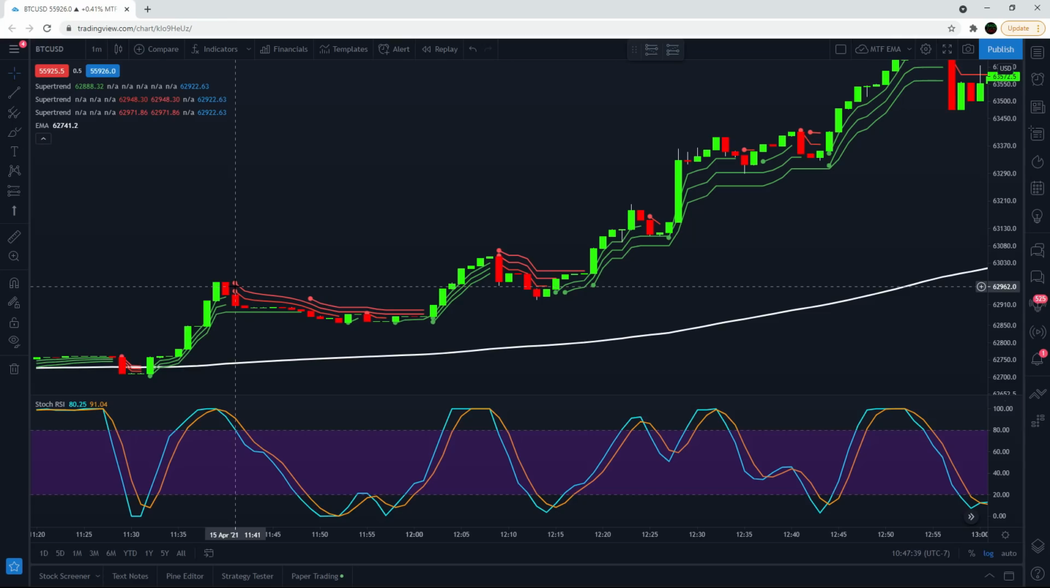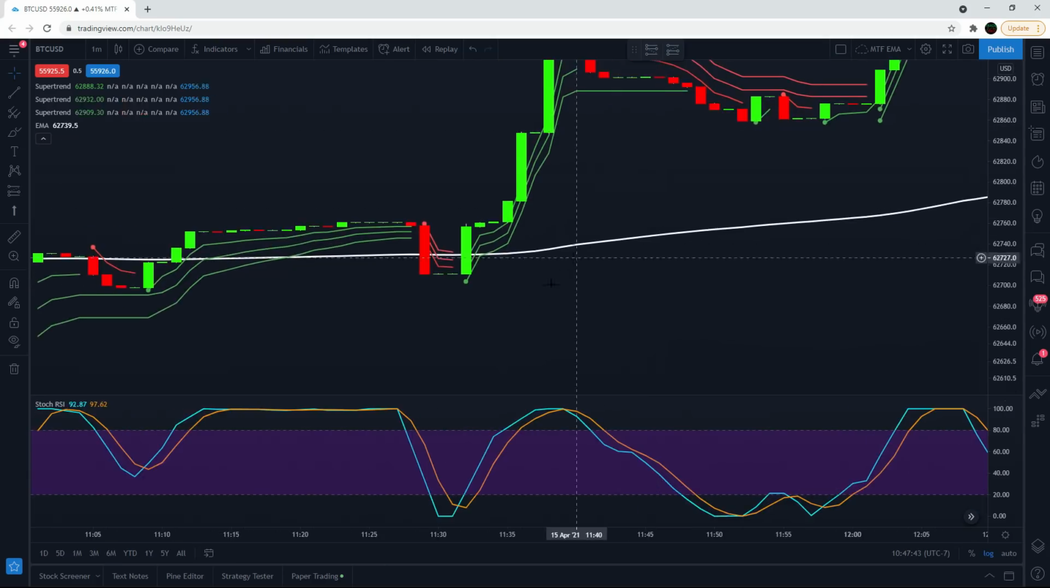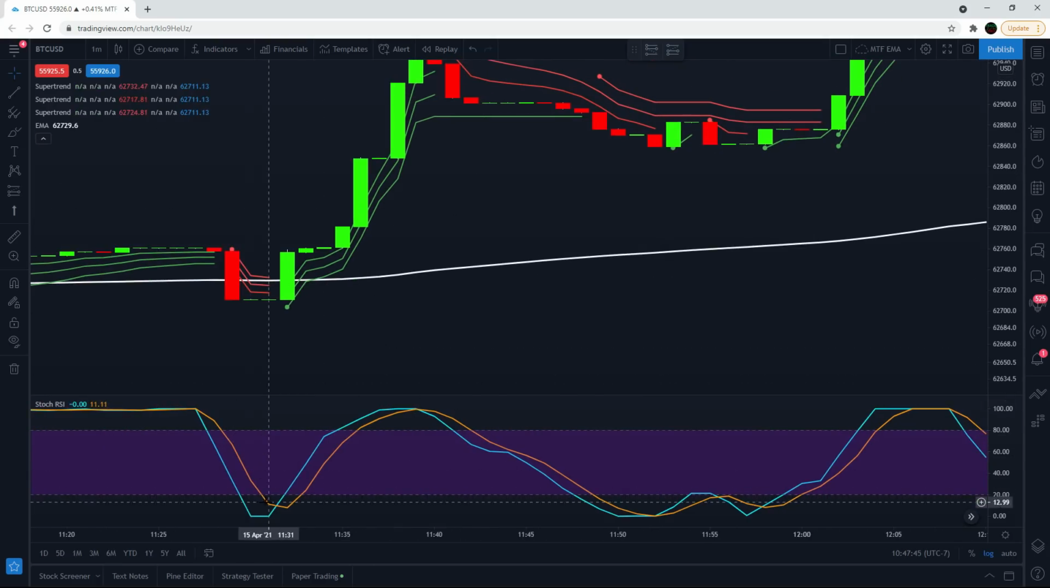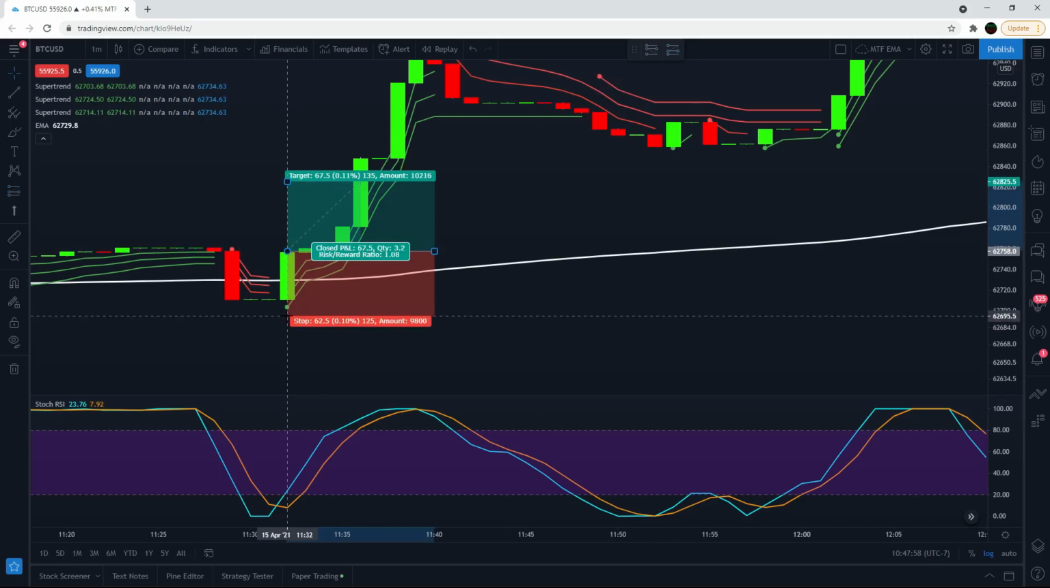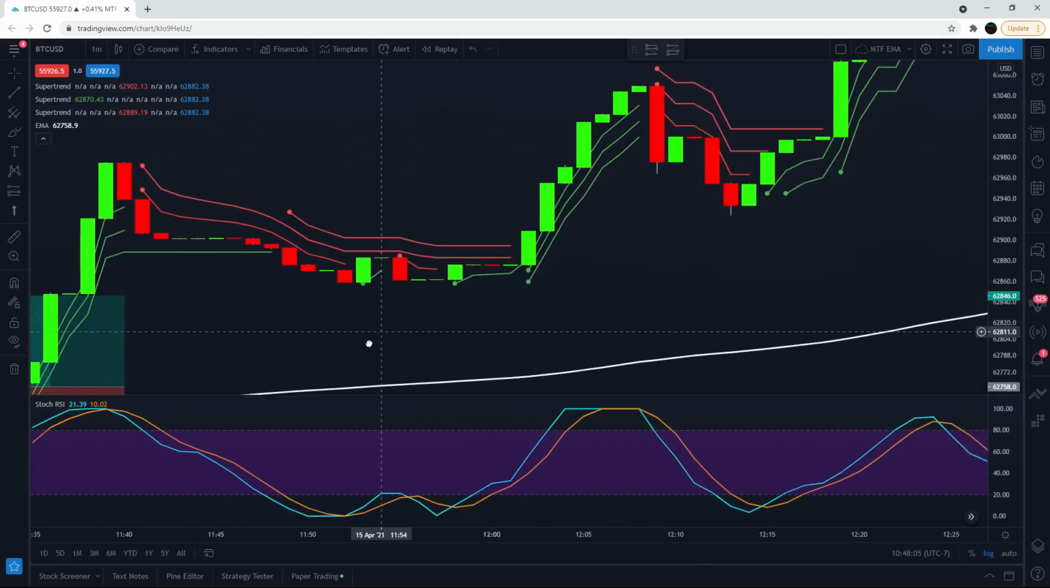Okay, so just going over a few examples here really fast. We see down here that the stochastic RSI goes oversold, and then we see a close above the 200 EMA, and we see a green super trend indication. That is our signal to go long, and stop loss will go below the super trend indicators, targeting 1.5 times the risk. So that is a trade setup.